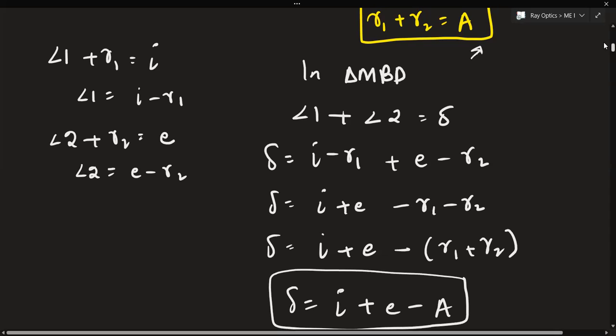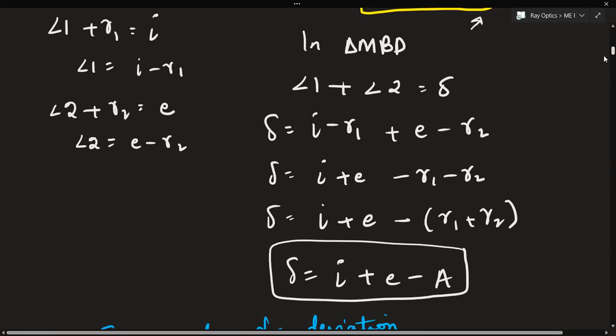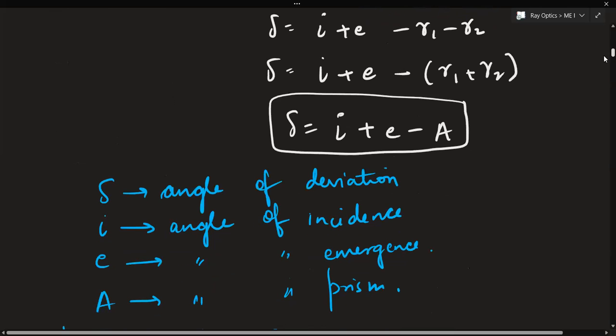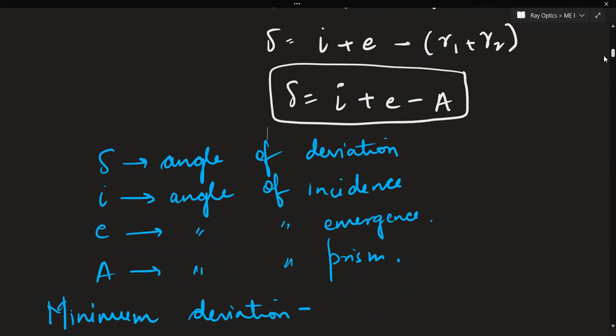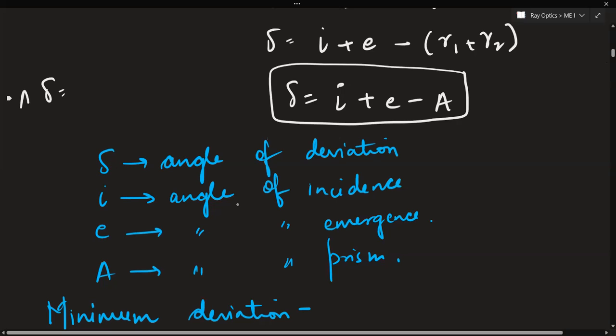A is the angle of prism, I is the angle of incidence, E is the angle of emergence, and delta is the angle of deviation. This is the general case. Till now, we haven't calculated the minimum deviation, which I was referring to. So the angle of deviation is the sum of the angles of incidence and emergence subtracted by the angle of the prism. You can write this also as A plus delta is equal to I plus E. This way also you can use it, but the main equation is this one for deviation.